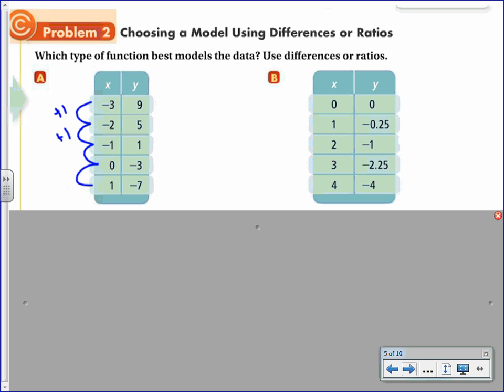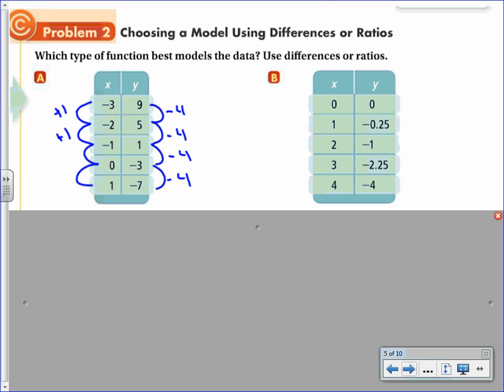From 9 to 5, you would have to subtract 4. From 5 to 1, subtract 4. Now, if that's consistent with the whole, it is definitely a linear model. And that's the answer for this one, a linear model.